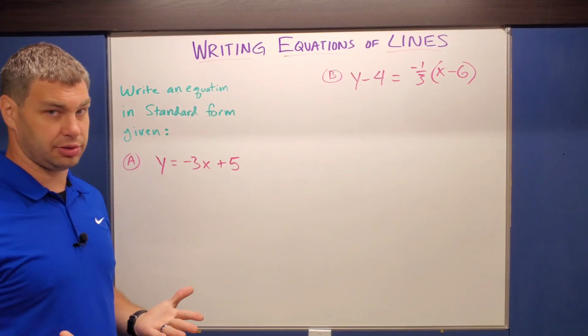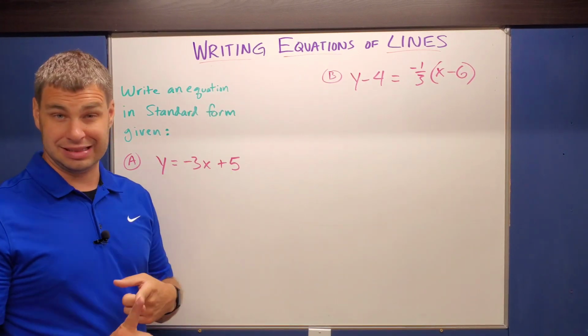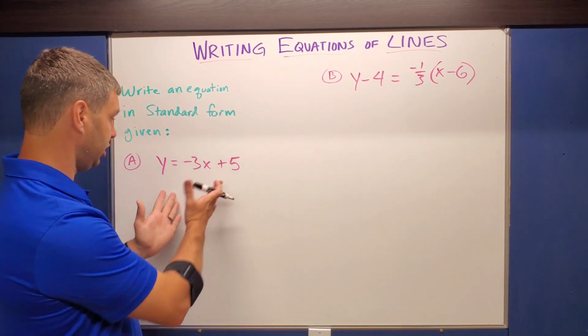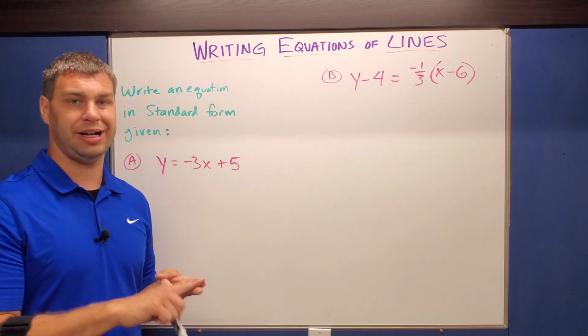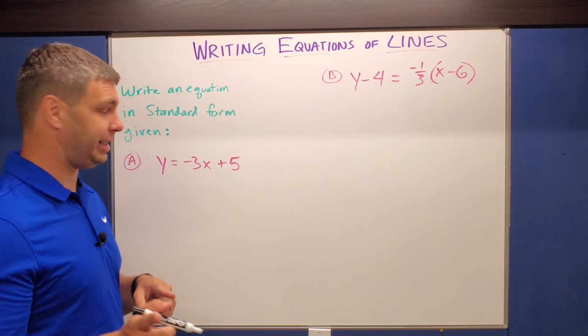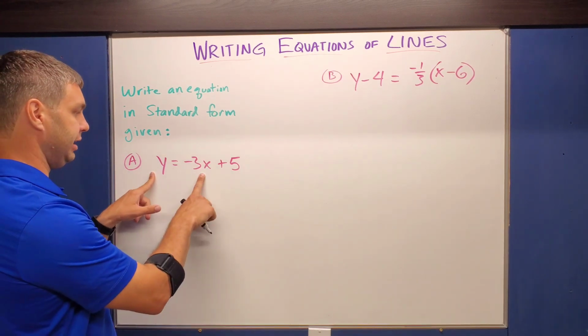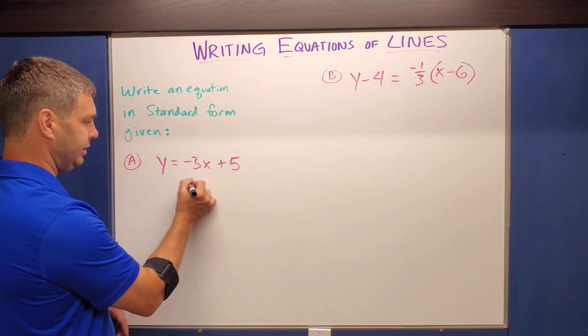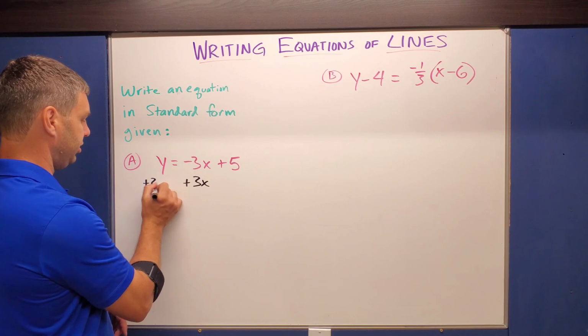And remember, standard form, we have to have all our a, b, and c's be integers. In other words, we can't have fractions, so looking good here, there's no fractions. Also, our x and y have to be on the same side. Currently, they are not. We have a y on one side and the x on the other side of our equal sign. So I'm going to move this x term over by adding 3x to both sides.